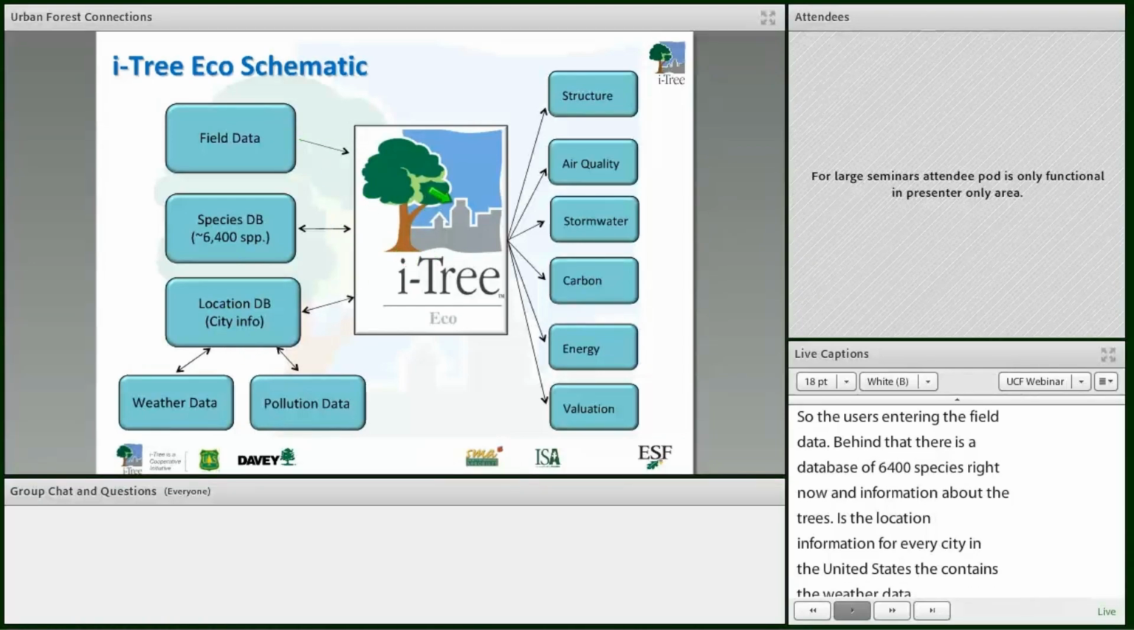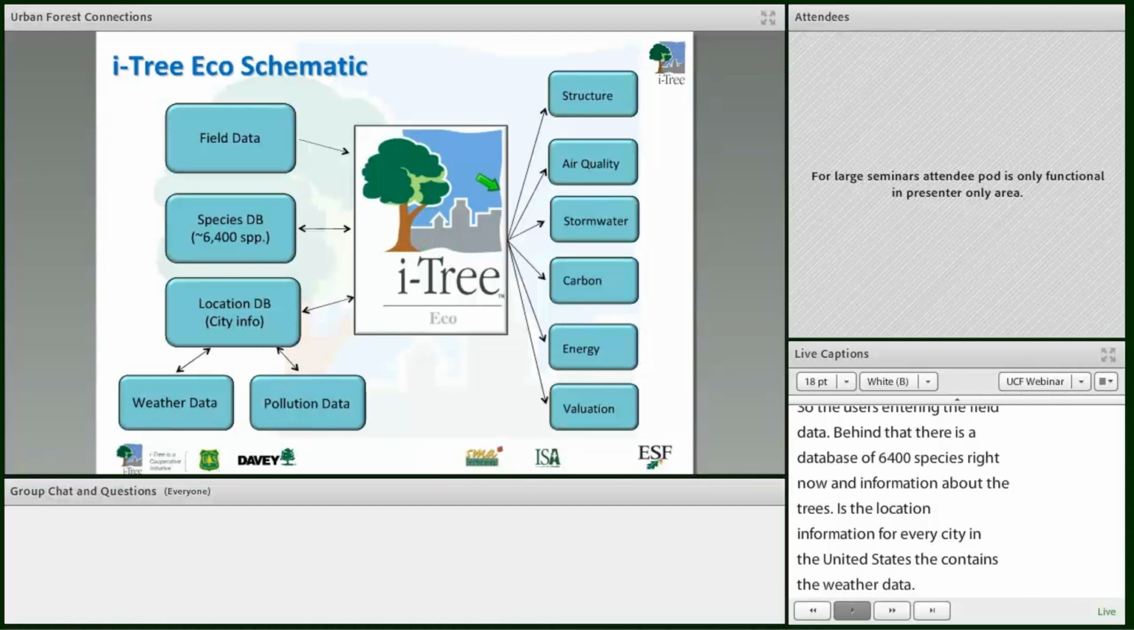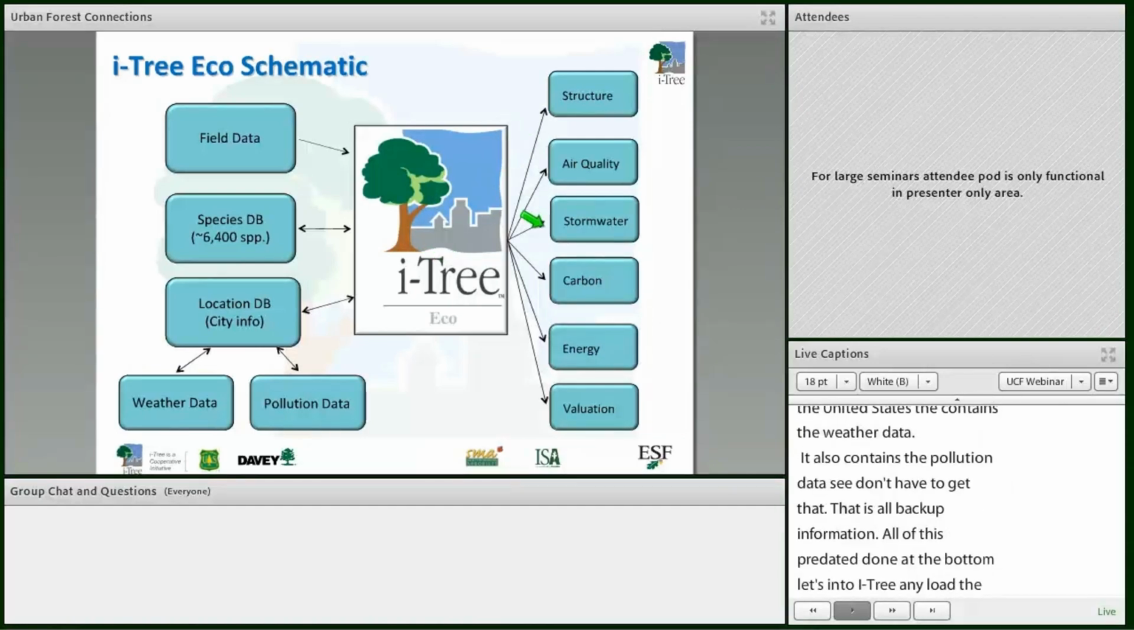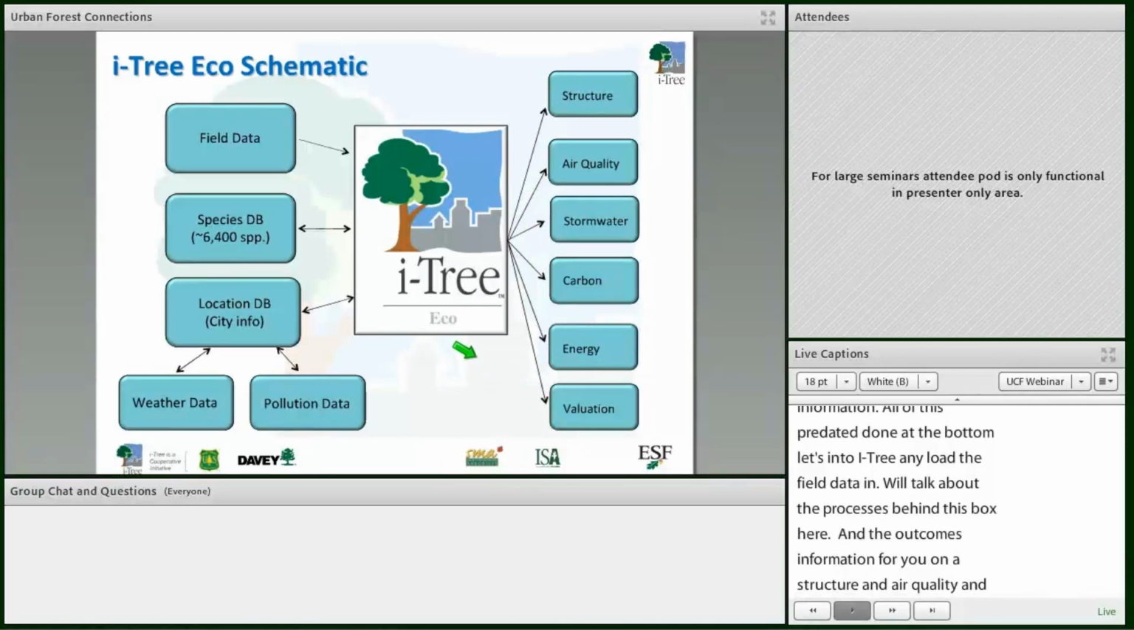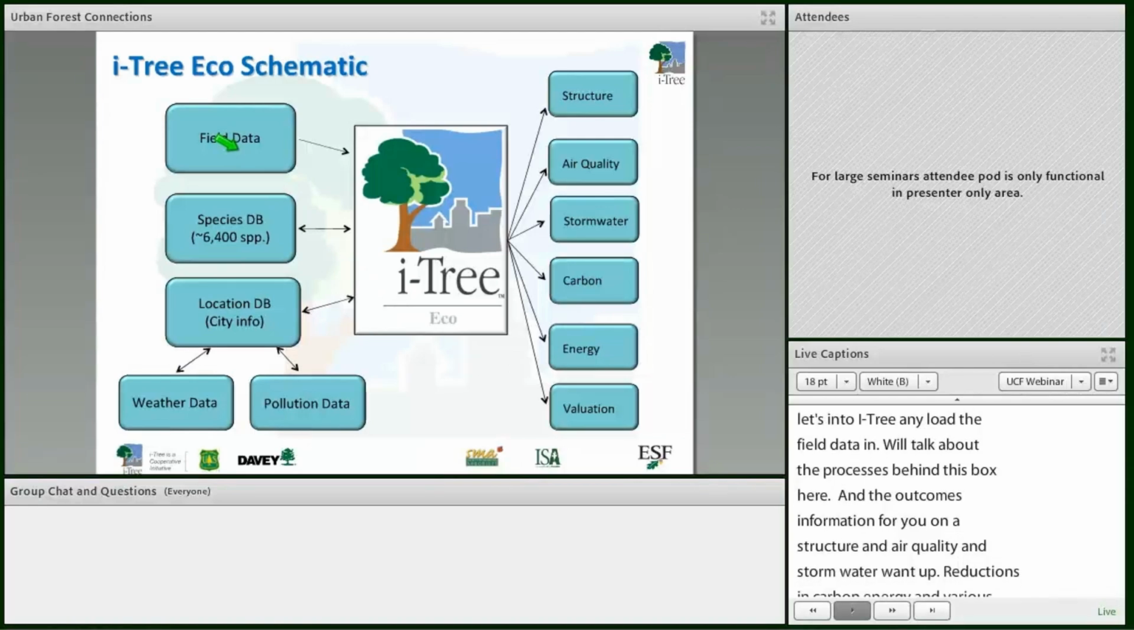And so we're going to talk about the processes behind in this box here, and outcomes information for you on structure, air quality, stormwater runoff reductions, carbon, energy, and various valuation processes we're going to talk about next. But that's the basic process. You're required to put the tree data in and tell us where you are.